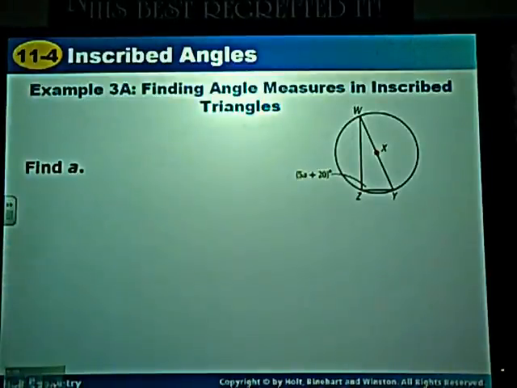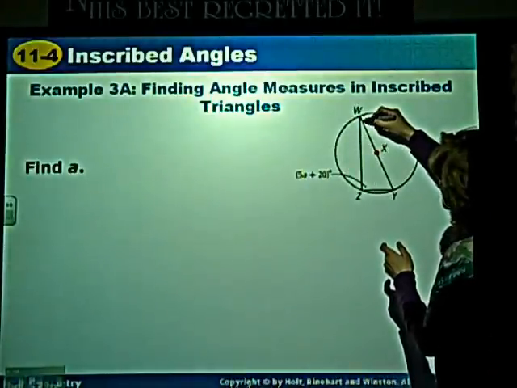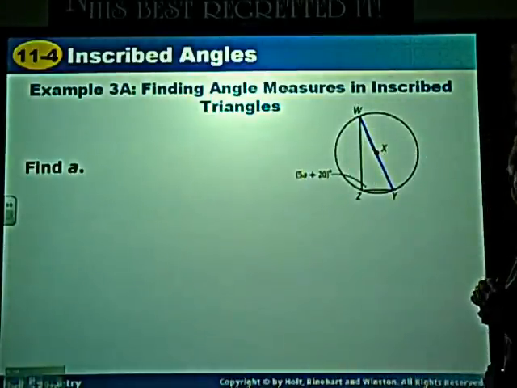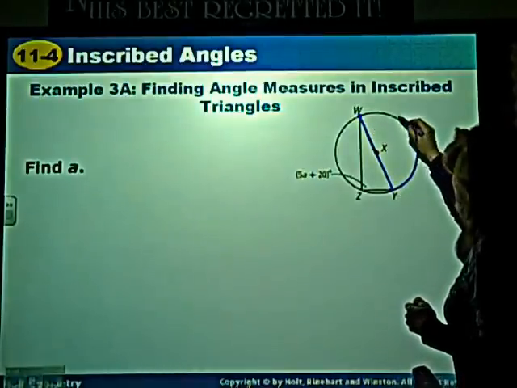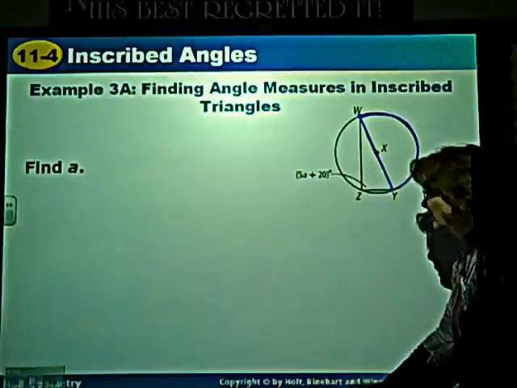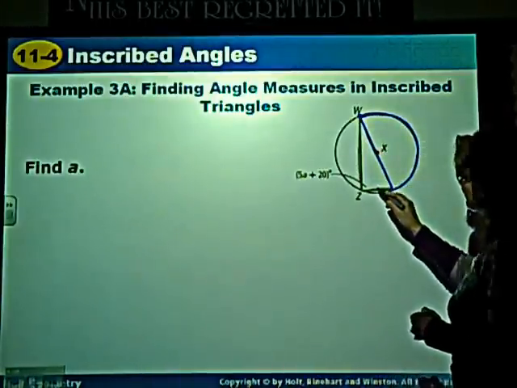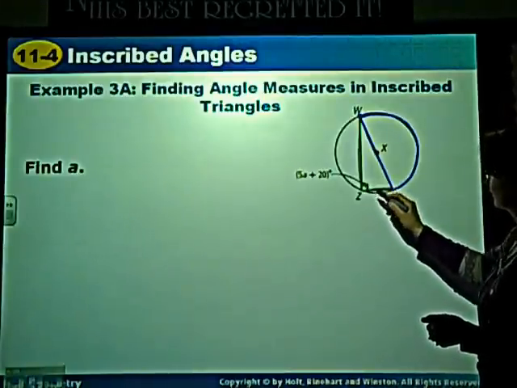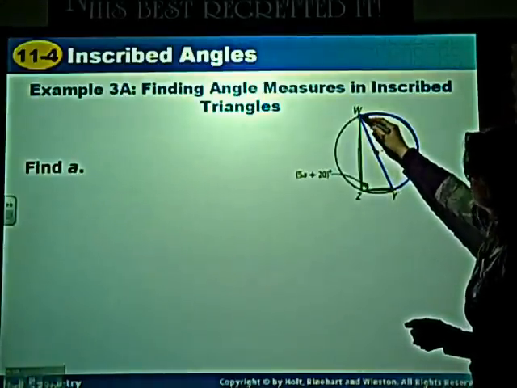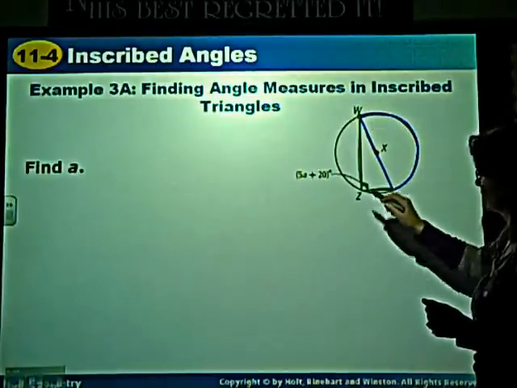So you might get something like this. Find A. And I'd say, well, I see that this WXY is a diameter. So if it is, this is a semicircle. And if that's the case, then this angle has to be half of 180, or 90 degrees. So if the endpoints of your angle are on a diameter, the angle is 90.